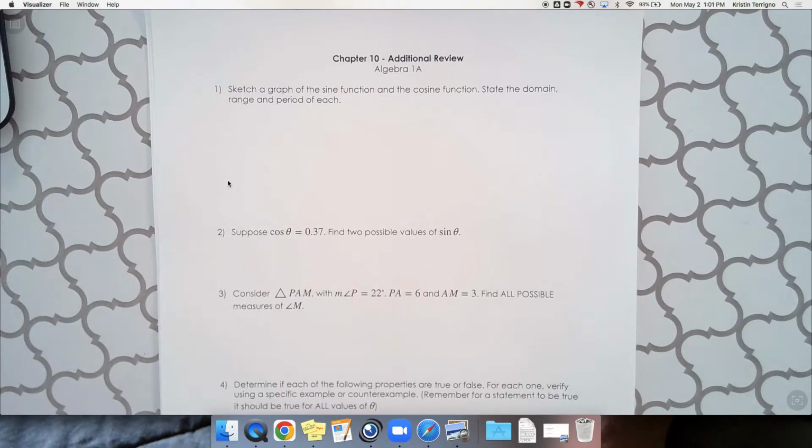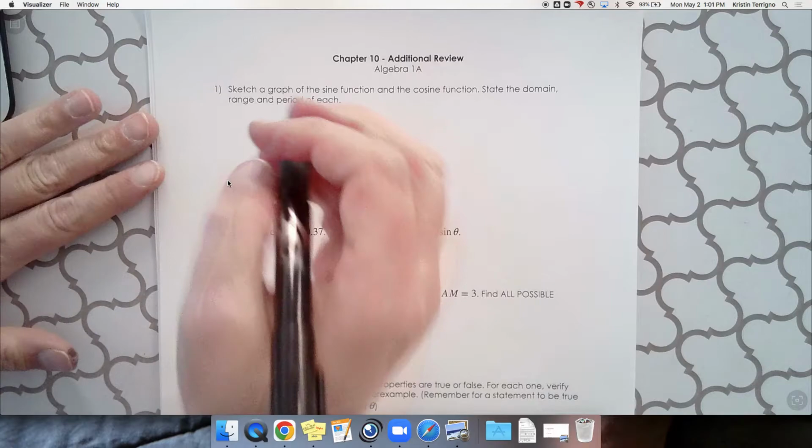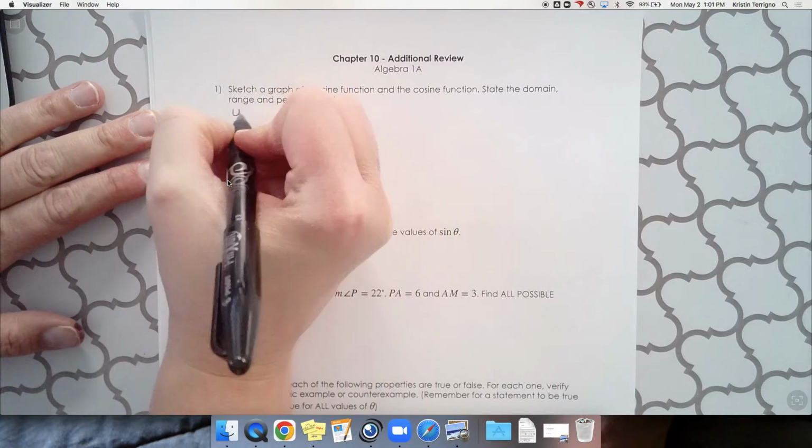In your notes, we did the sine function together, and then you did the cosine function on your own, so I think I'm going to graph the cosine function, okay? And then the sine function is really similar. So I'm graphing cosine of x.